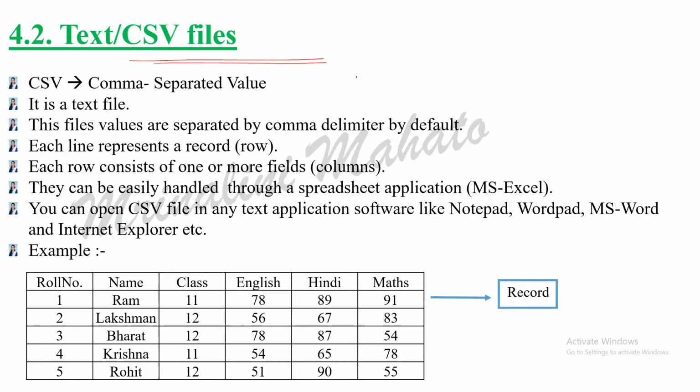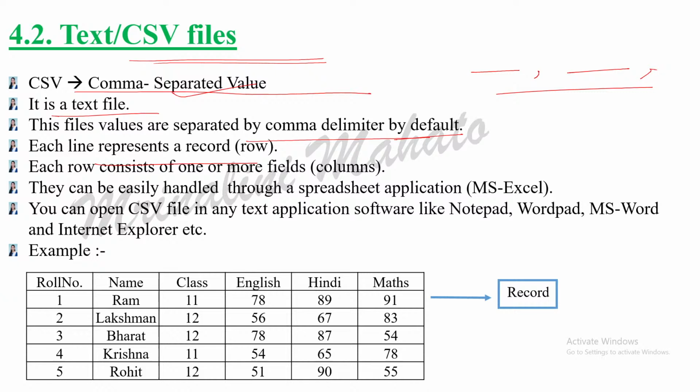Okay. So CSV stands for comma separated value. It is a text file. Which type of file? Text file. These files' values are separated by comma delimiter by default. CSV full form is comma separated values. So that is why whenever you write in the CSV file, every value is separated by the comma only. Each line represents a record, just like this one.